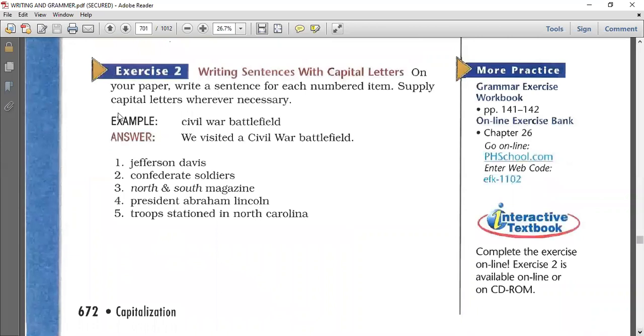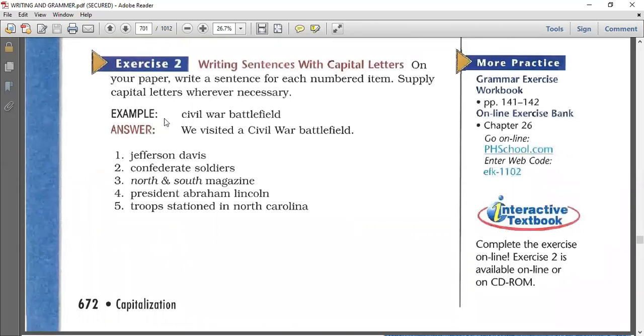And if we look at number 1 here, let's do this quickly. It's like the exercise we did in the checkpoint. On your paper, write a sentence for each numbered item, supplying capital letters wherever necessary. Who can do number 1, guys? We're going to do number 1 only. Jefferson Davis. Who can do number 1?